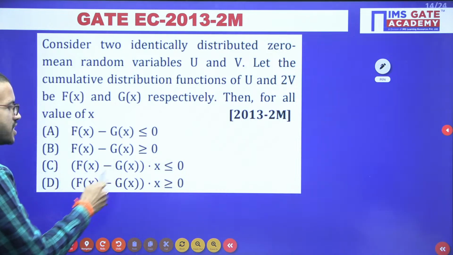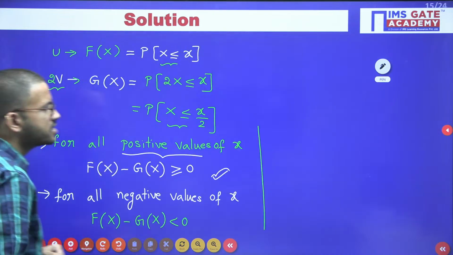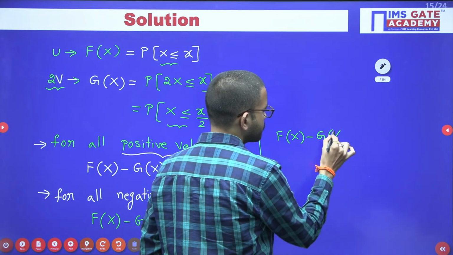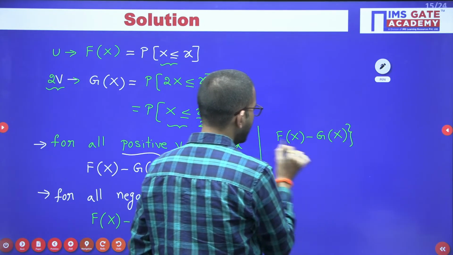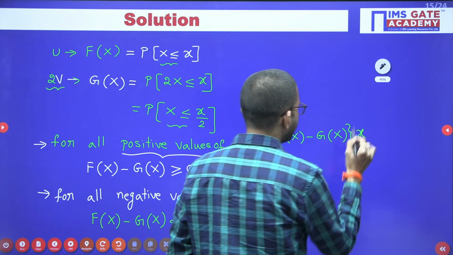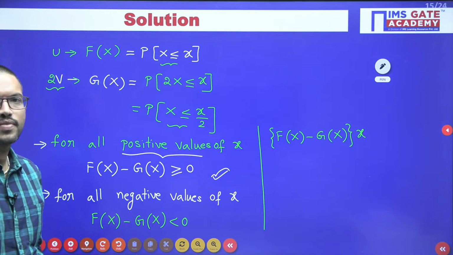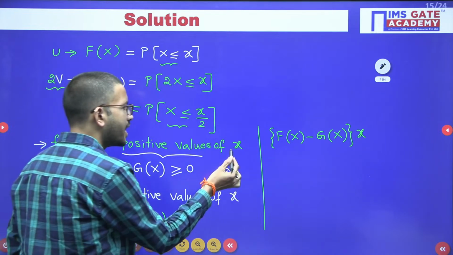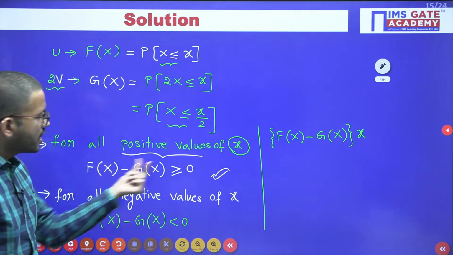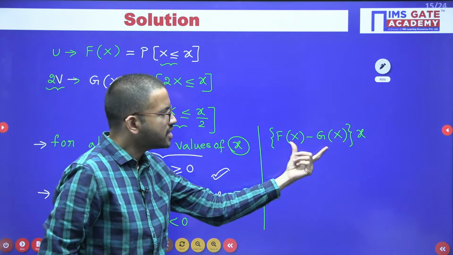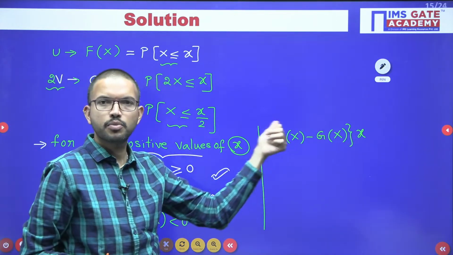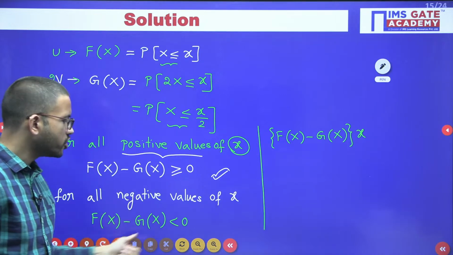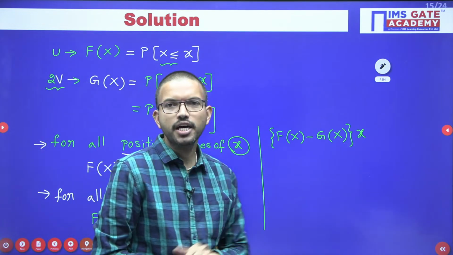See here in option C and option D, I am now considering the left hand side term: f of x minus g of x, and multiplying this overall expression with x. Then what are you going to get? When x is positive and this relation is positive, obviously you get a positive value. And when x is negative and this expression is negative, negative into negative becomes positive.